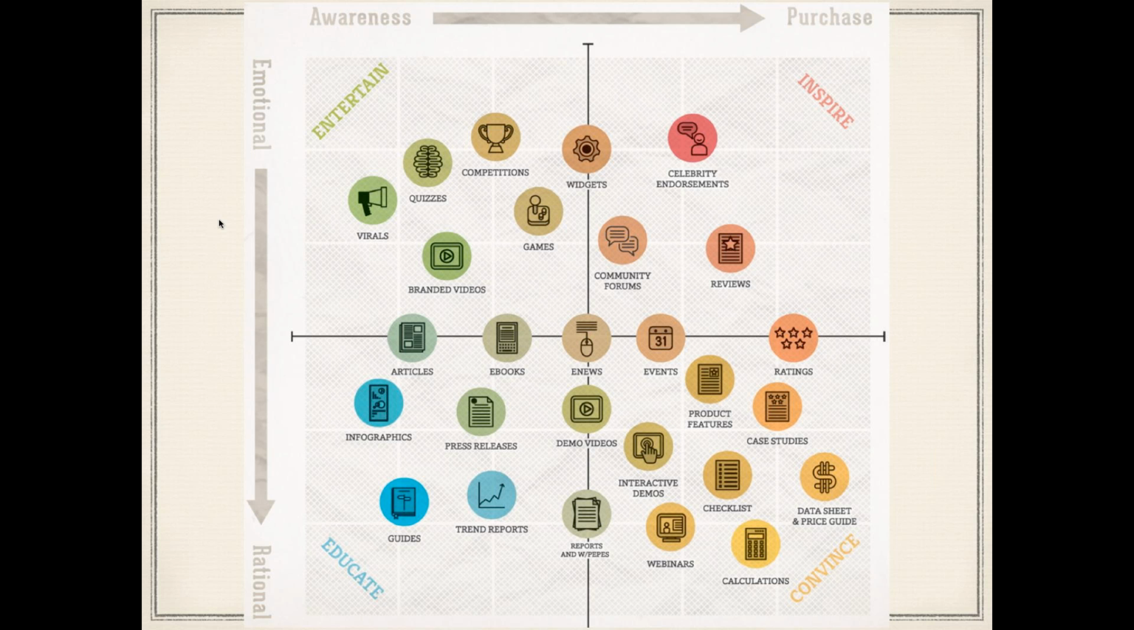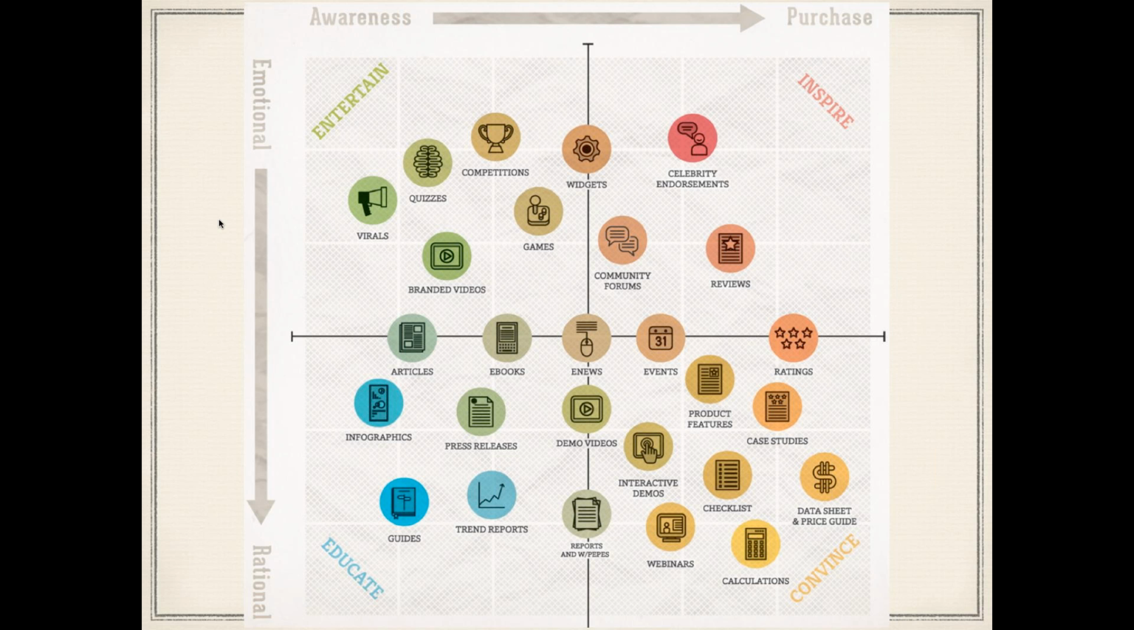When it's time to have them make a purchase from an emotional perspective, you see the celebrity endorsements. The celebrity endorsements is where I inspire them emotionally to make a purchase. You see that? It's in the inspire quadrant, but it's up top and to the right. So I am inspiring the customer to make a purchase emotionally by using a celebrity endorsement.